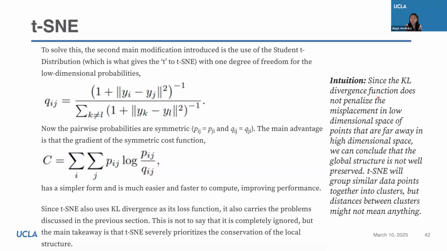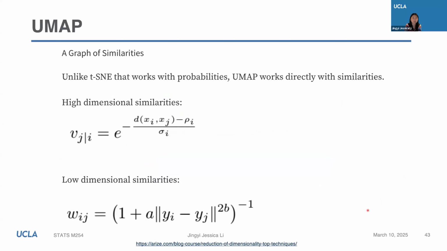Intuition. Since the KL divergence function does not penalize the misplacement in low-dimensional space of points that are far away in high-dimensional space, I just said this already, we can conclude that the global structure is not well preserved. t-SNE will group similar data points together into clusters, but distances between clusters may not mean anything.